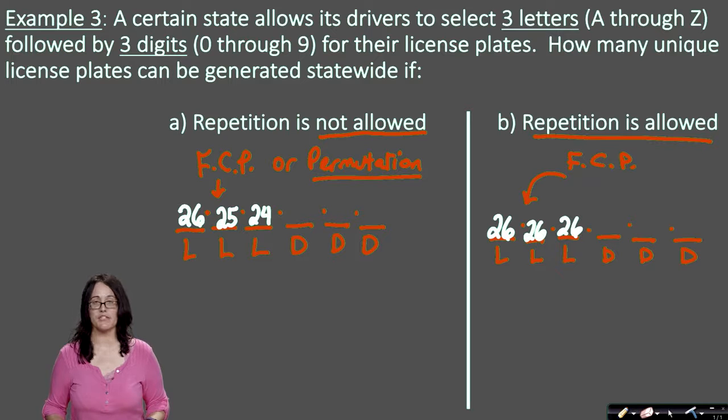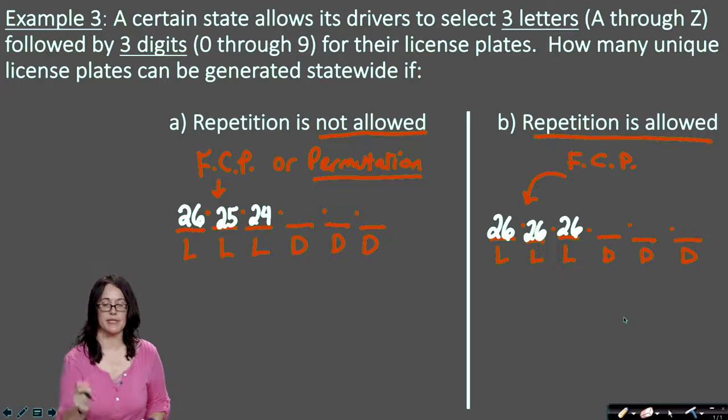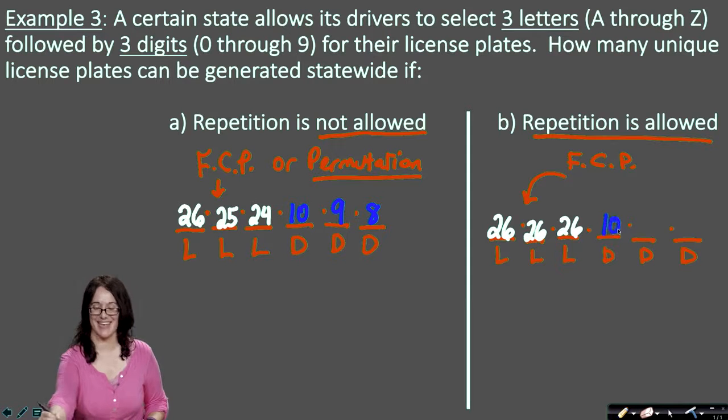All right, what about the digits? Well, there were 10 possibilities, right? We had, for the digits, 0 through 9. So that's 10. But then if I'm not allowed to repeat in Part A, 9 and 8. If I am allowed to repeat, what do you think? 10, 10, 10. Very nice.